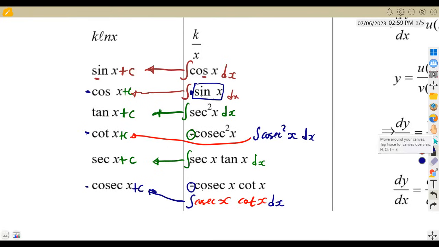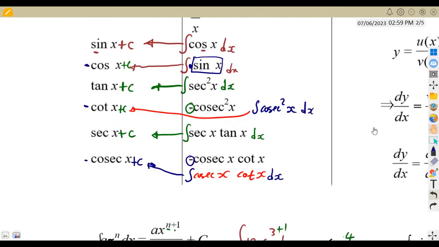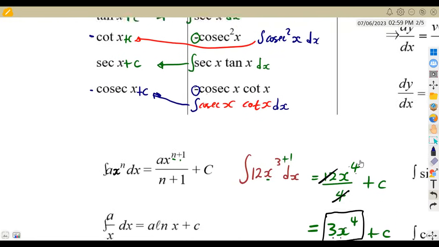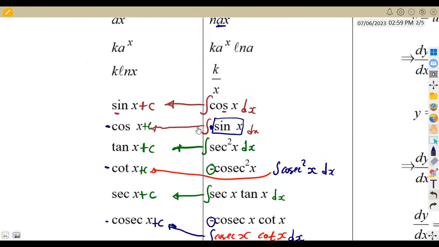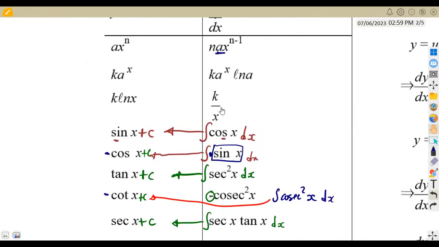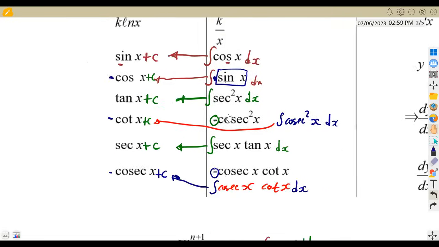All right, which is the same thing I want to explain on this part here of a over x. The integral of a over x is a ln x, which was taken from the derivative of ln. If you check here, ln gives us k over x. So if we integrate this, we are going to have k ln x plus the constant of integration, which is this one that we are given.